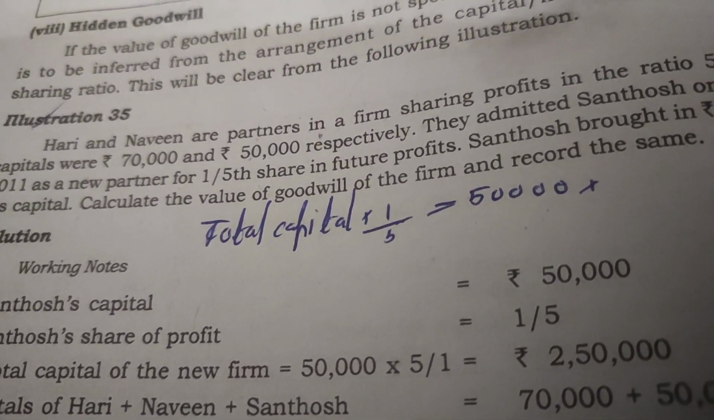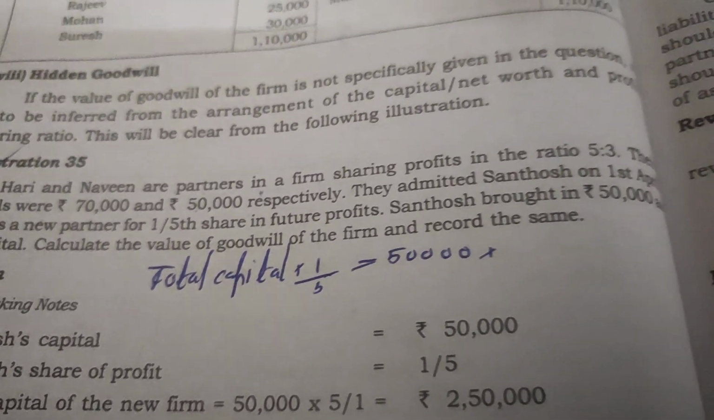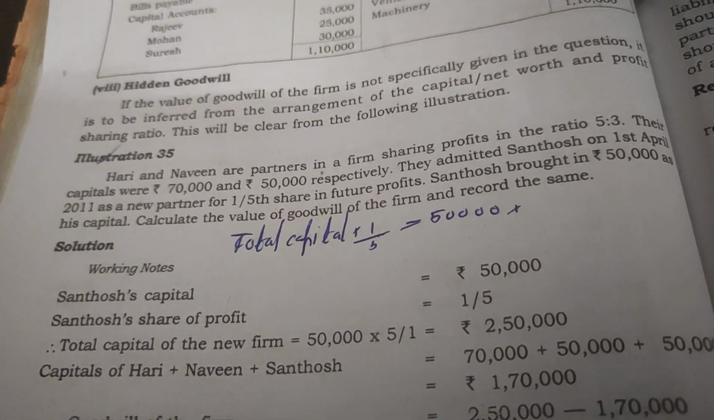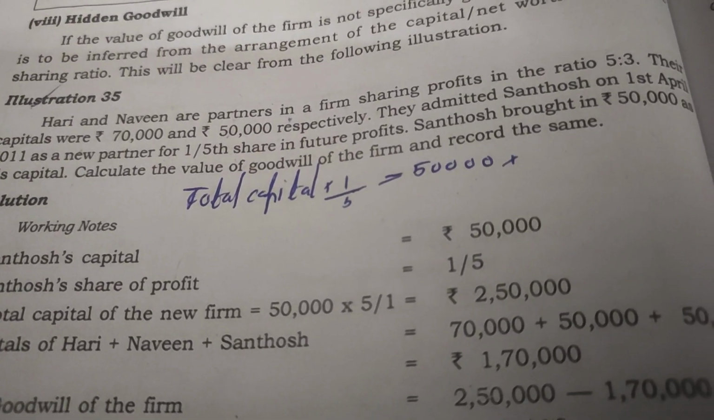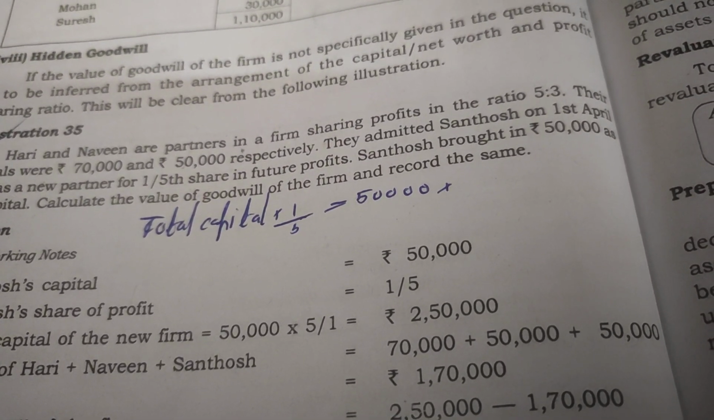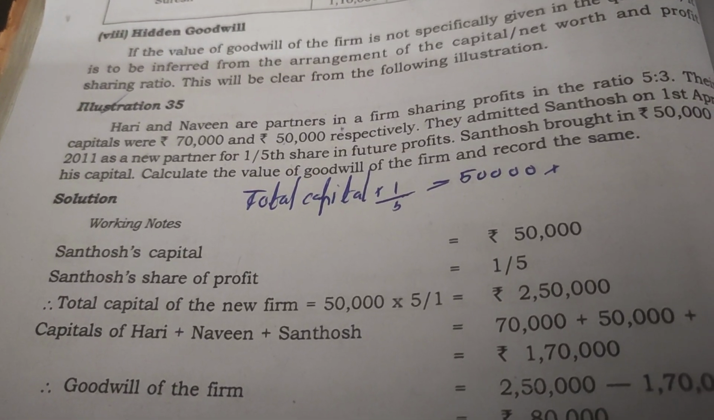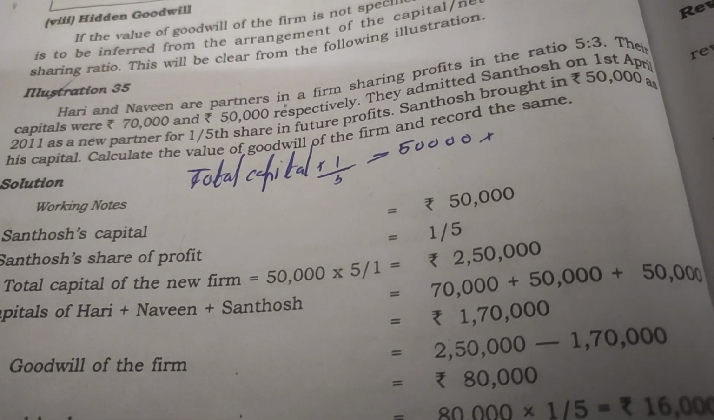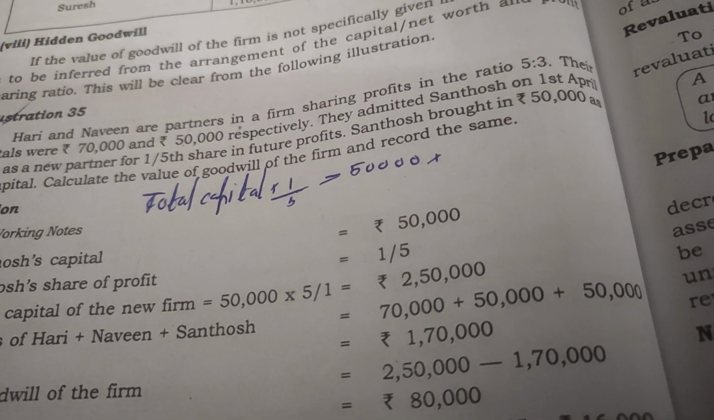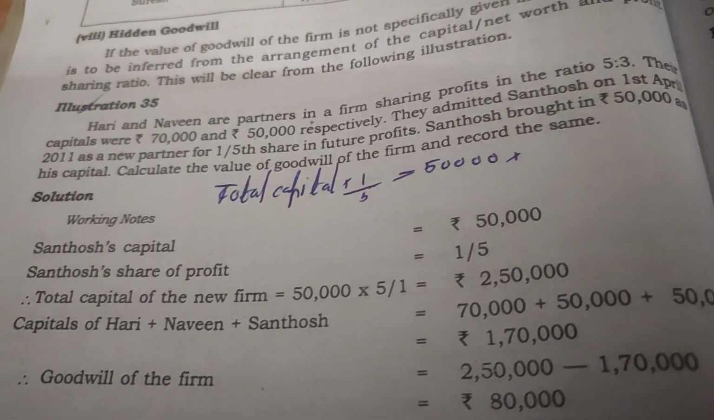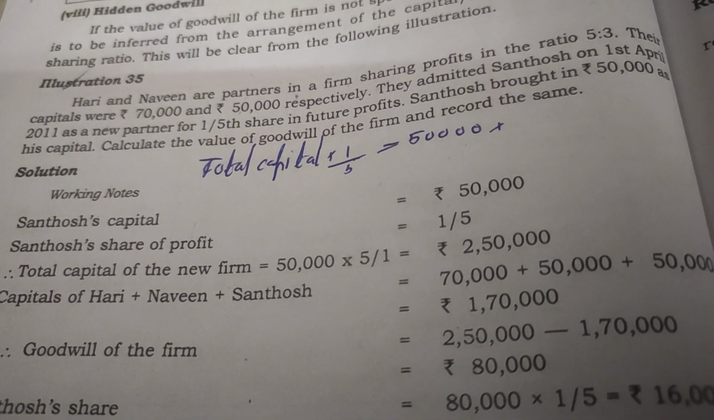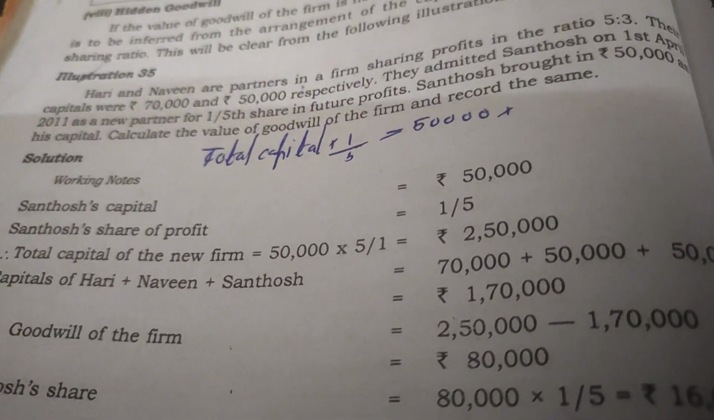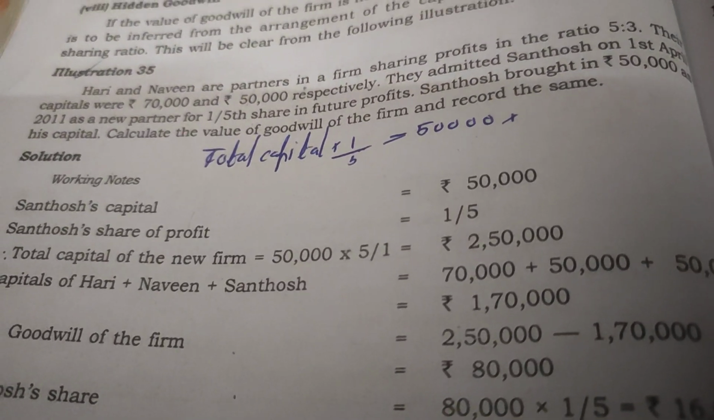Hari and Naveen were partners in a firm sharing profits in the ratio 5:3. Their capitals were 70,000 and 50,000 respectively. They admitted Santosh on 1st April 2011 as the new partner for 1/5 share in the future profit. Santosh brought in 50,000 as his capital. Calculate the value of goodwill of the firm and record the same. Record means we have to pass the journal entry for the same.